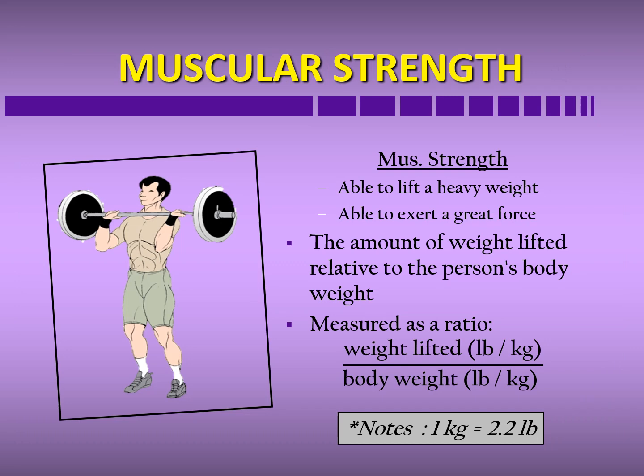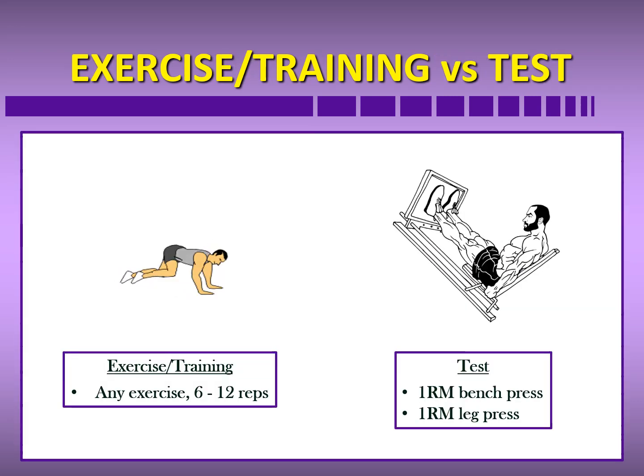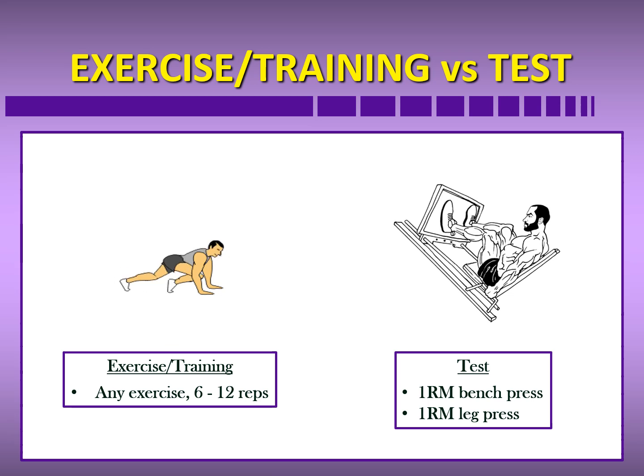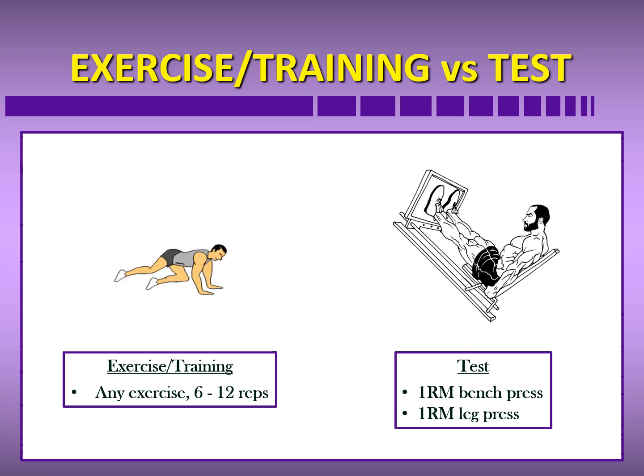Next is muscular strength. What is muscular strength? It is being able to lift a heavy weight and exert a great force. It is the amount of weight lifted relative to a person's body weight. It can be measured as a ratio: weight lifted in pounds or kg divided by your body weight. The higher the ratio is, the higher the strength you have. This is the difference between exercise and test in strength.